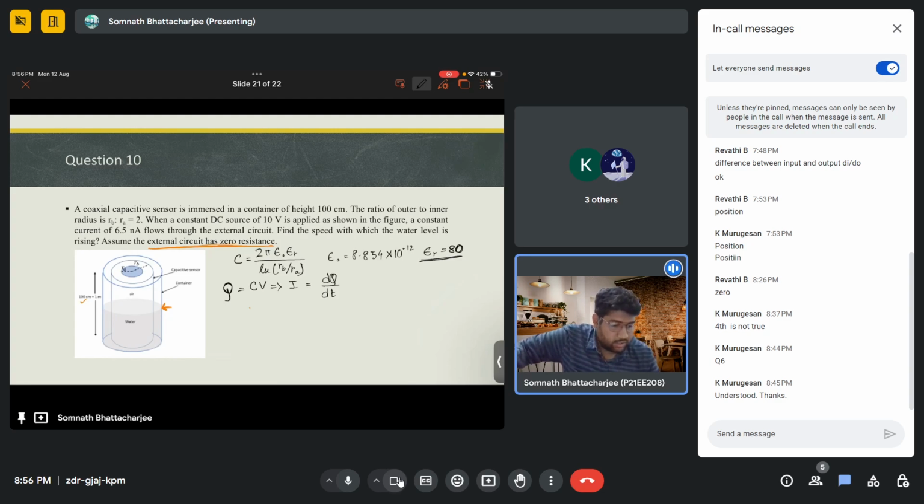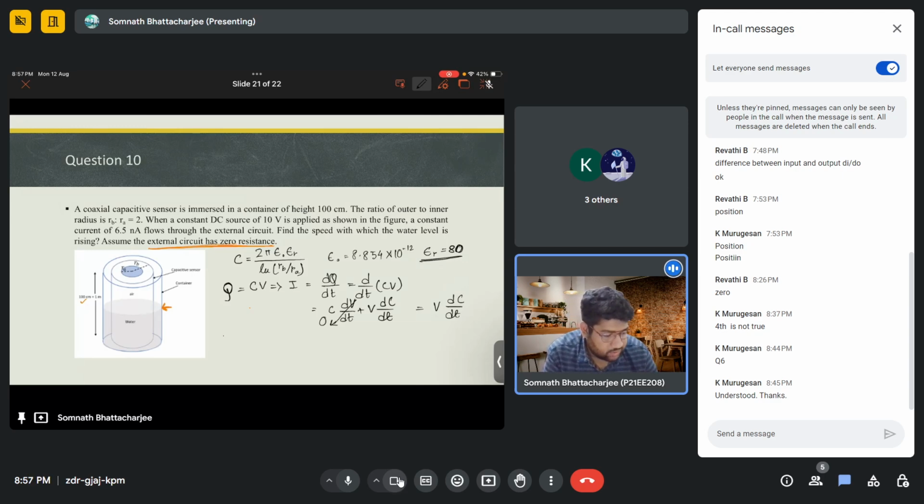Let me maybe solve this. Yeah. So dq dt is what? dq dt is d/dt of the value C into V. So we'll get the value of C dV/dt plus V into dC/dt, right? So here we know there is no change in voltage because this is a DC voltage already applied there. So there is no change in voltage. So dV/dt will be 0. So the value will be V into dC/dt. We know the value of V here.